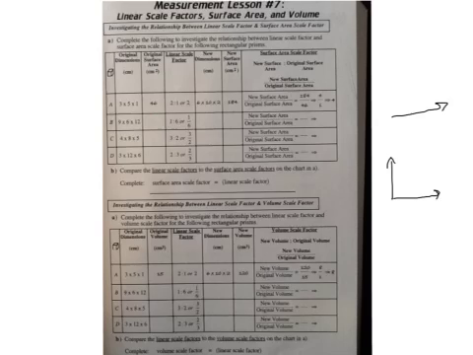Okay, so the original dimensions, 3 by 5 by 1. So the surface area, if you multiply, we're talking about a cube here. So each dimension here, I'll just draw a little cube. And so 3 by 5 by 1. Okay, so 3 times 1 is going to be 3. 5 times 1 is 5. 3 times 5 is 15.